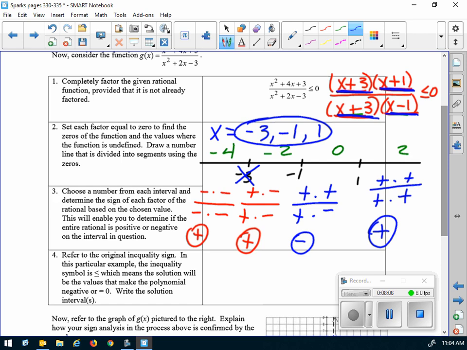Can I use x equal negative 1? Does that make my fraction undefined? Nope. So I can use x equal negative 1. Can I use x equal 1? No, because that makes this factor 0, which makes the fraction undefined. So you go in there and you do that.